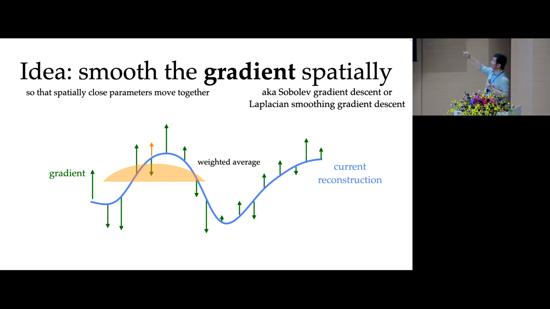The observation is that this blue curve is our current reconstruction, and we're optimizing the blue curve to match our target, and the green arrows are the gradient informing how the curve should change to deform it to the target. Because we know that the final solution is smooth, one thing we can do is smooth the gradient spatially by applying this Gaussian filter. It's a weighted average over all the nearby gradients. By doing this, we enforce the evolution of the signal to be smooth, and we'll get a smooth signal. This is well known. This is called Sobolev gradient descent or Laplacian smoothing gradient descent.